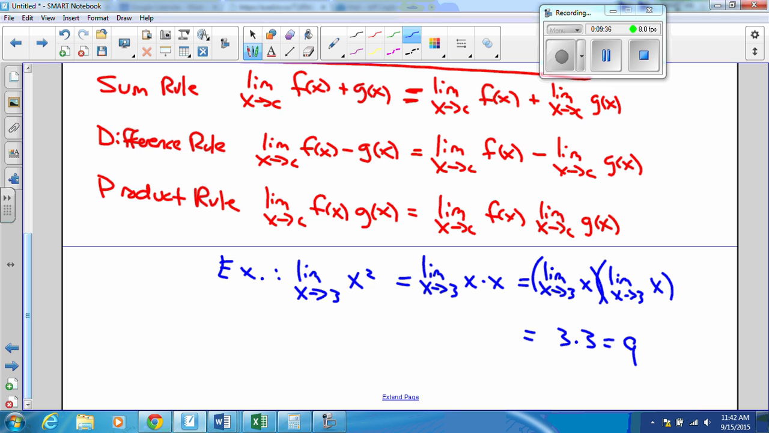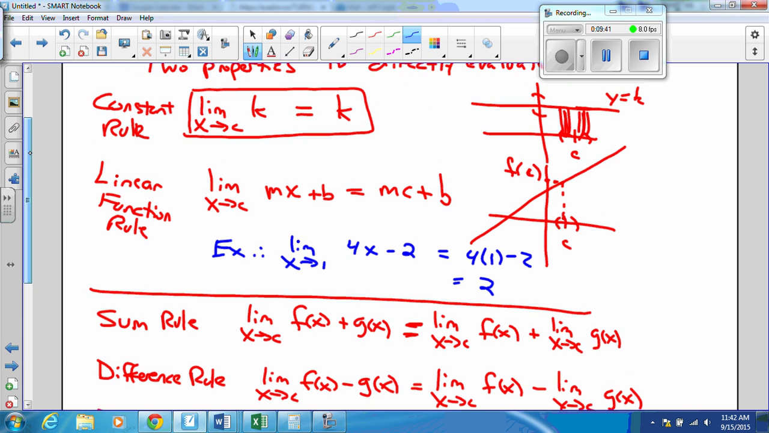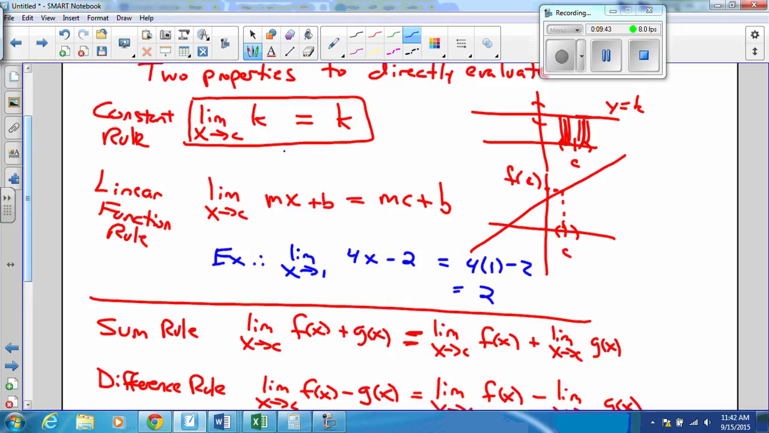Wait, I have a question about one of the properties. Sure. It's the simplest one, but I don't understand what the constant rule is trying to do. Yeah, what the constant rule is saying is if I have something like the limit as x goes to 5 of 17. Now the function f of x equals 17 is very boring. Whatever x you give me, I give you 17. Then this limit must be 17. That makes sense. Yeah. Good.